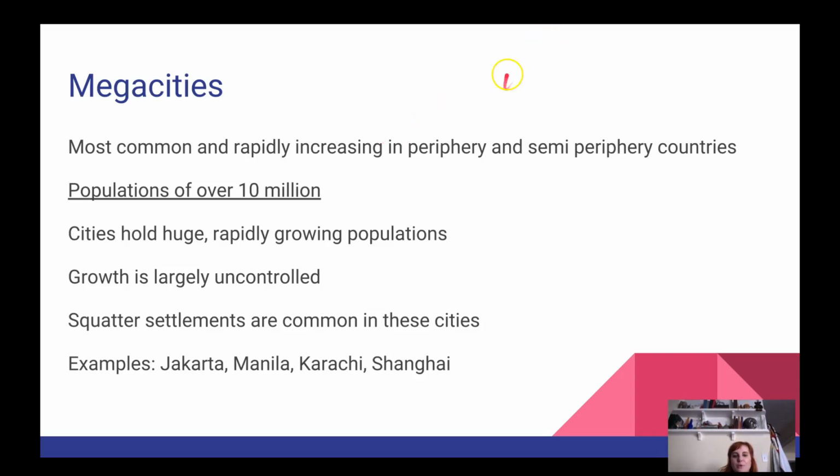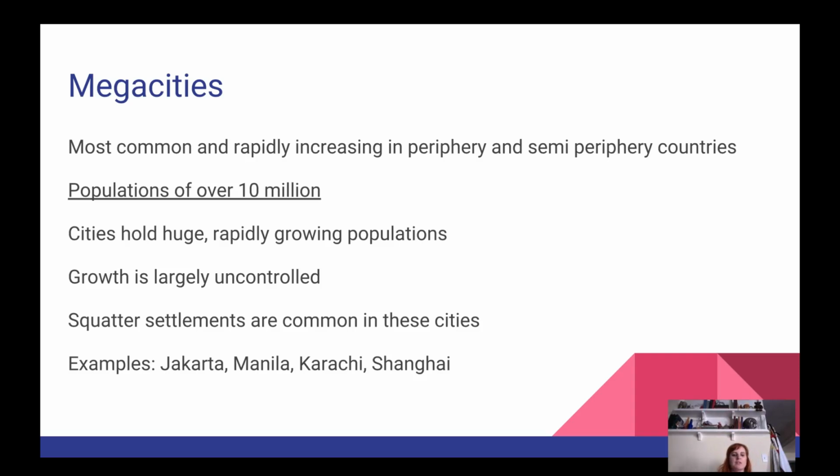But in the periphery and semi-periphery, squatter settlements are also really common, also called shanty towns, meaning people make makeshift houses out of what they can find. It's not like they purchased a house. It's not like they purchased the land. They just kind of set up a place to live in a space.